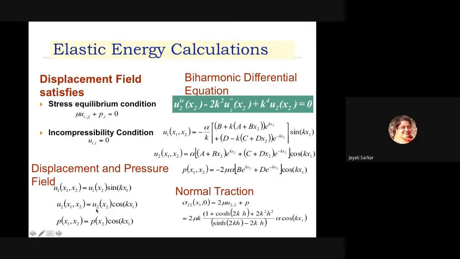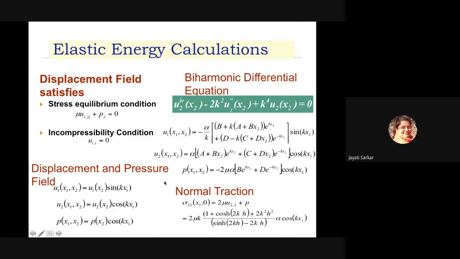And so when you cast these trial functions into the main stress equilibrium and incompressibility conditions, you get a biharmonic differential equation, which is fourth order. This is a general form of the equations where A, B, C, D are the constants that you need to solve, and you can solve them by taking care of the boundary conditions that we have already taken.